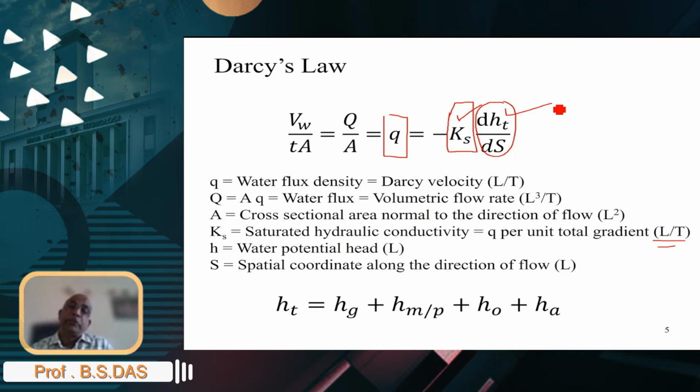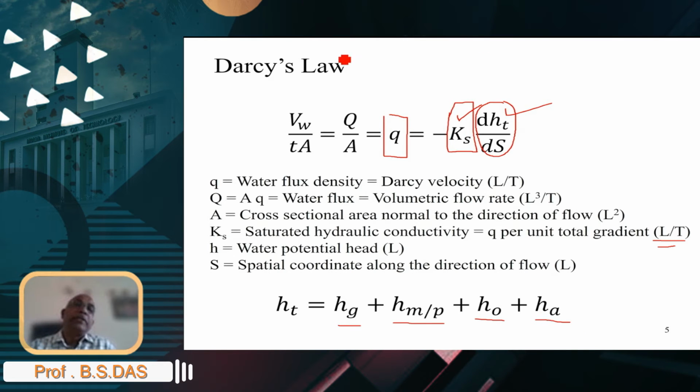Now, as we have mentioned earlier, this potential head has four components: the gravitational potential head; the contact between soil and water, and water and water, gives rise to the matric or hydrostatic or pressure potential heads. Then, of course, the presence of solute in water gives rise to an osmotic potential head, and the presence of compressed or expanded air gives rise to the notion of the pneumatic potential head, right?